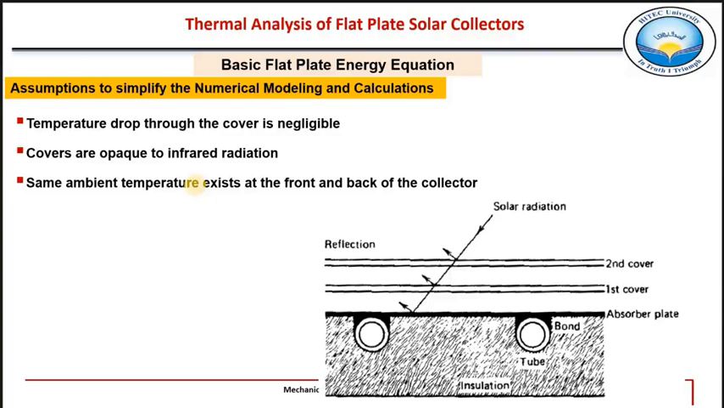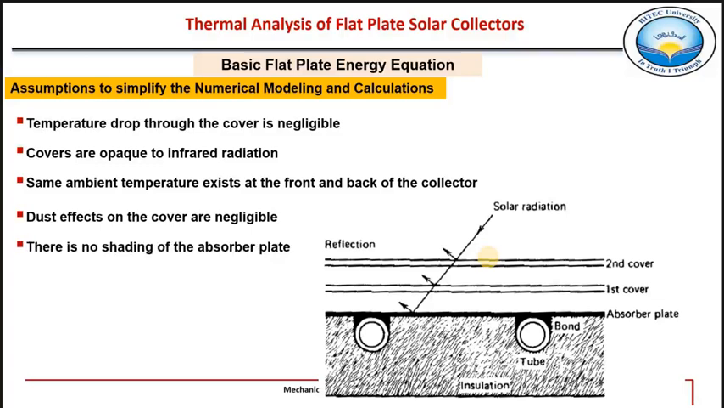Then the same ambient temperature exists at the front, that is the front side of the solar collector, and the back side of the solar collector. So the ambient temperature is assumed to be the same on both sides of this solar collector. Then the effect of dust on these glass covers is also considered negligible, because dust will affect the transmittance of the glass cover. But here, for the sake of simplicity, we are assuming that its effect is also negligible.